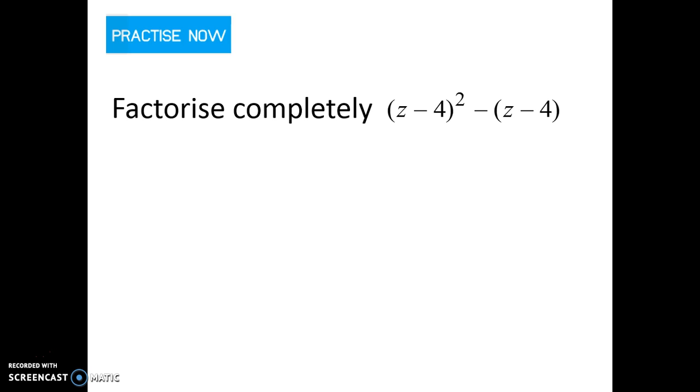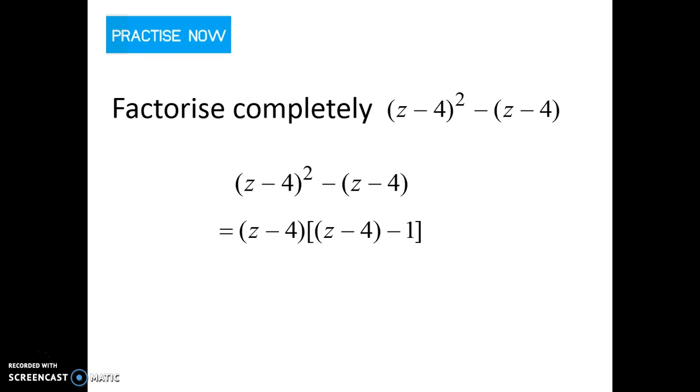Let's take a look at this practice question now. Factorize completely bracket z minus 4 whole thing squared minus bracket z minus 4. You will notice again there is a common factor of z minus 4. After you take it out, you'll be left with bracket z minus 4 close bracket minus 1. Simplify, and z minus 4 times z minus 5 will be the complete factorization of this given expression.